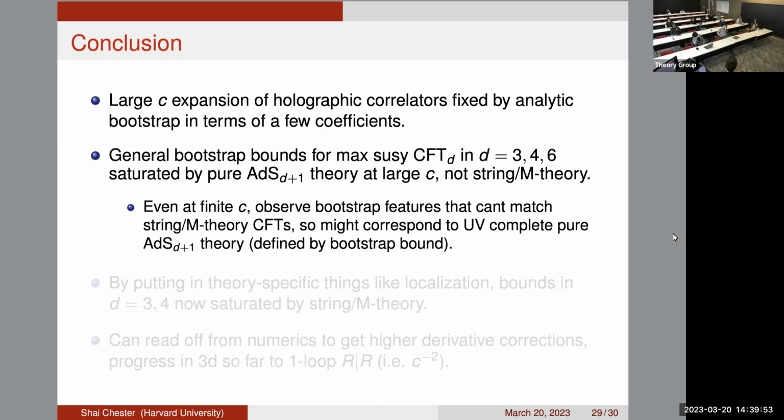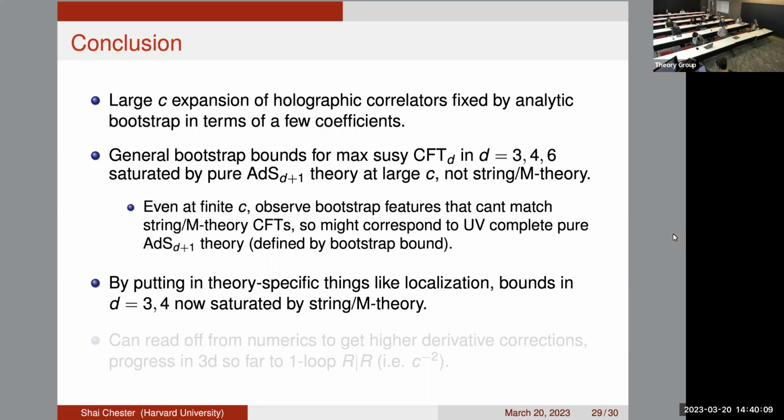And then we showed some intriguing evidence that even at finite C, where we don't really have a microscopic definition of these theories, nonetheless, we know that the thing saturating the bound could not be the known string or M theory tools. It has to be something else, perhaps a non-perturbative version of the pure supergravity theory. As a side point, we also showed that once you put in data that we know about N equals 4 or ABJM, i.e.